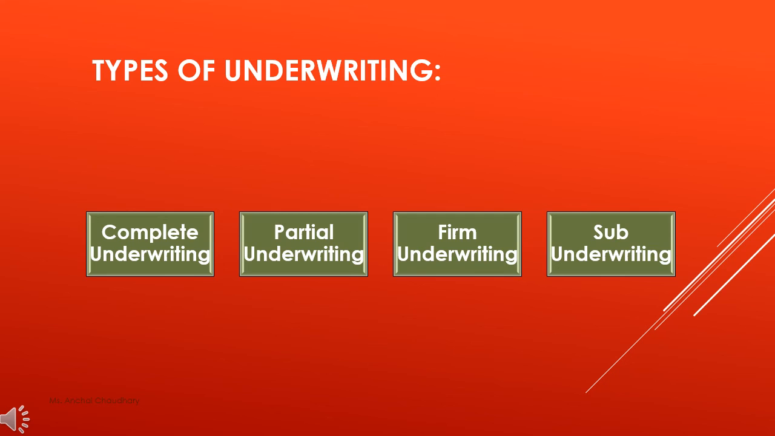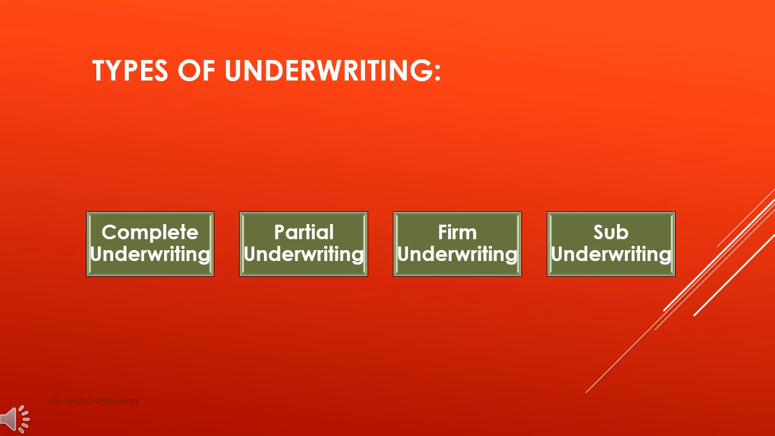Next is firm underwriting. It is an underwriting agreement where the underwriter or underwriters agree to buy a certain number of shares or debentures irrespective of the number of shares or debentures subscribed by the public. So all of the shares and debentures are underwritten by the underwriters, and if in case they fail to issue those shares or debentures to the public, then in that case the underwriter itself buys all the shares and debentures of the organization.